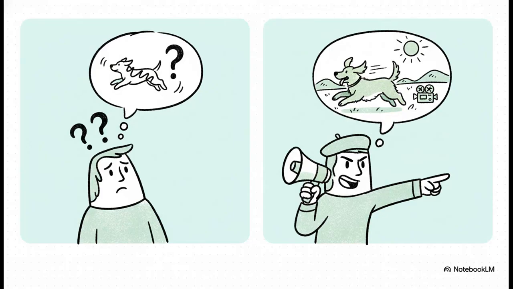Okay, this is the whole secret right here. Look at the bad prompt. A cool dog. I mean, what does that even mean? You're giving the AI basically nothing to work with, so you're going to get something generic back. But now look at the good prompt. You're not just asking for a dog, you're directing a scene. You've got the specific subject, a golden retriever puppy. You've got the action, running, the location, a sunlit meadow, and you've even got the style, cinematic, slow motion, 4K. See the difference? It's not a request, it's a direction.